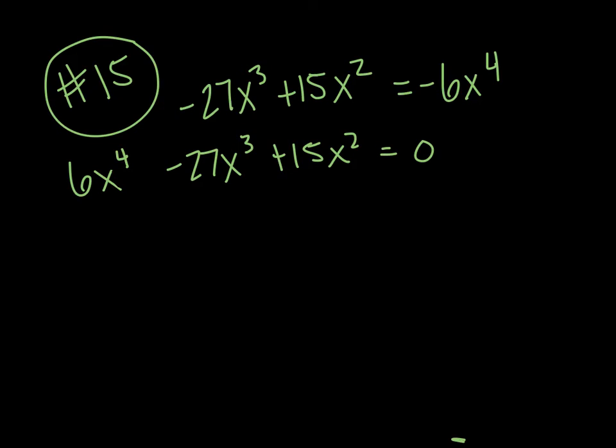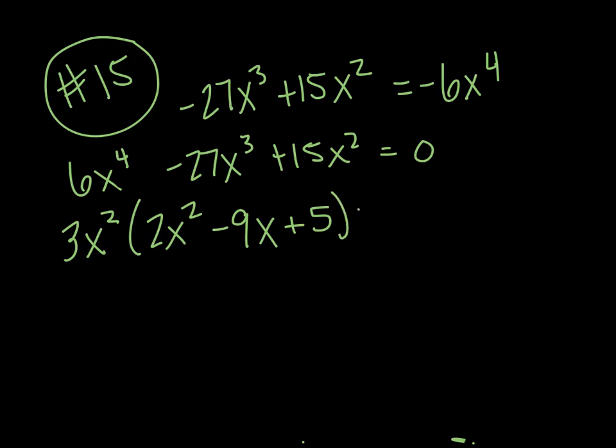a 3 goes into 6, 27, and 15, and we can pull out 2 x's, or x squared. So let's go ahead and do that. So pull out a 3 and x squared. And that leaves us with 2x squared minus 9x plus 5. Alright, so again, we're just factoring, pull out that common term, so 3x squared is going to be a factor, and then we have to break down that 2x squared minus 9x plus 5.